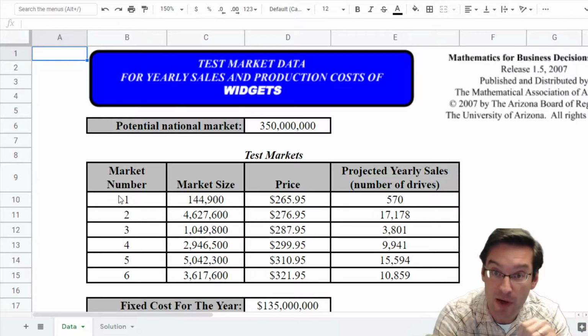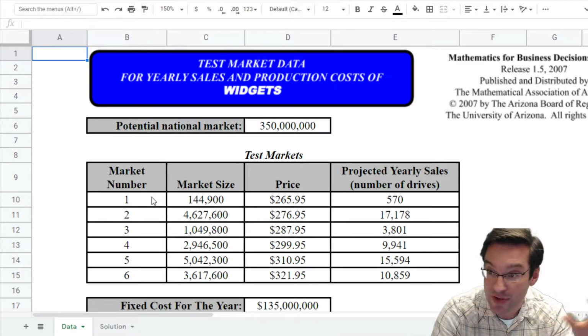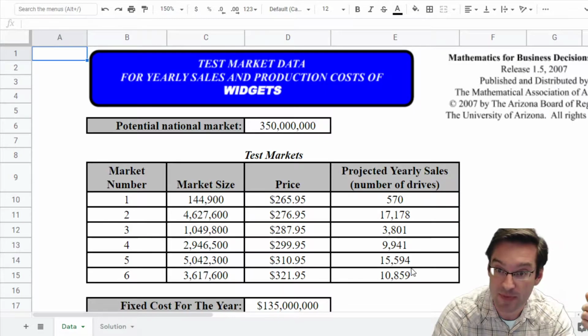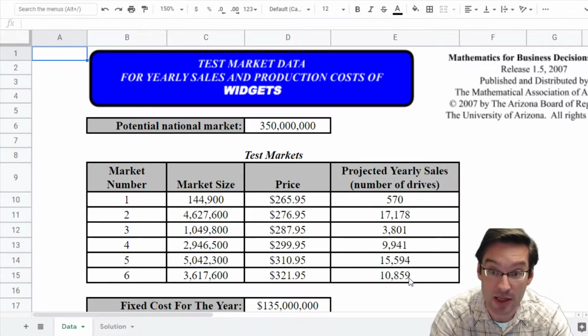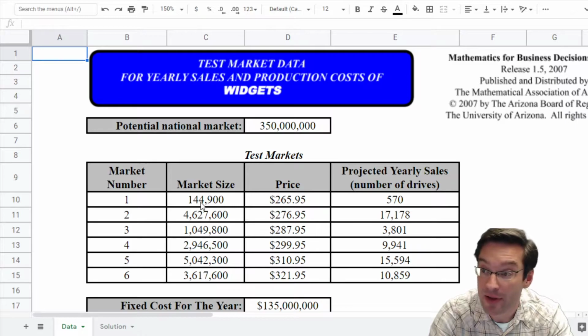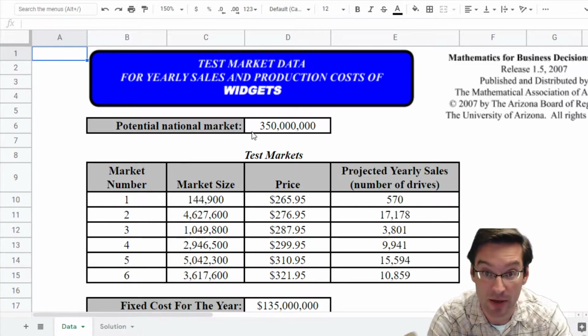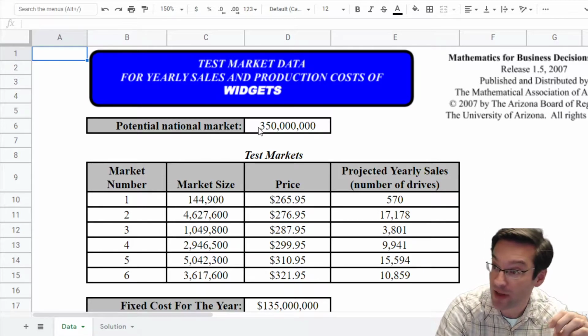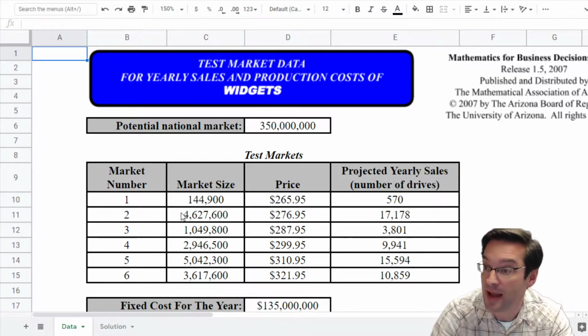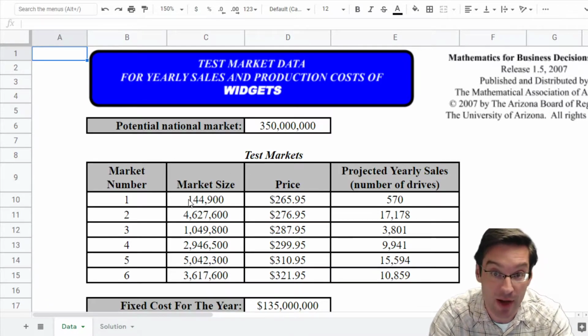And in each one of those test markets, you gather some data. So you'll have a certain number of test markets of various sizes, numbers of consumers in your market, various price points that you tested out in those markets, and then how many sales you would have expected per year at that price point in each of those test markets. So the first step in the project is going to be to figure out how to scale up each of these small markets into the size of the potential national market for your product, right? What can I learn about how many sales I would expect among a market of 350 million people based on how many sales we discovered in a small test market of only 144,000?